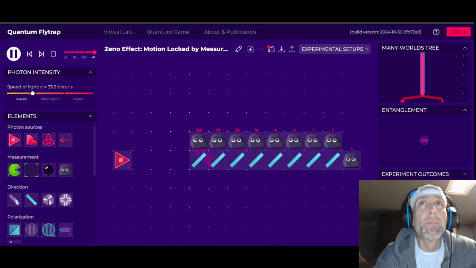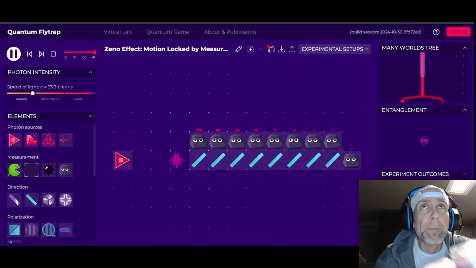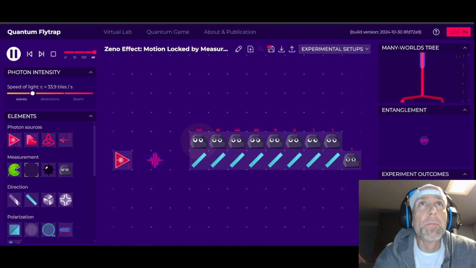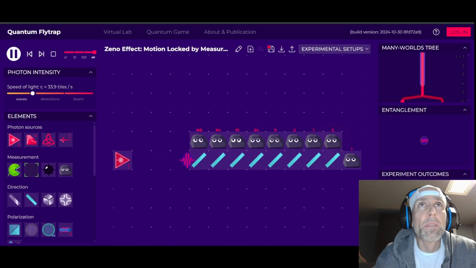What is the Zeno experiment? A setup where we send a photon through multiple barriers. According to traditional quantum mechanics, the photon should have a probability distribution, interfering with itself to form a wave-like pattern. But what's really happening is structured motion optimization.